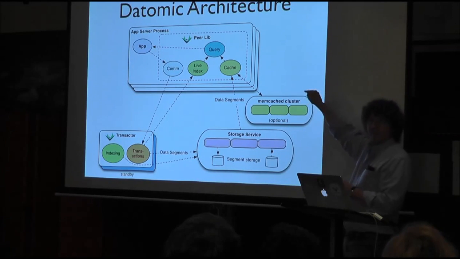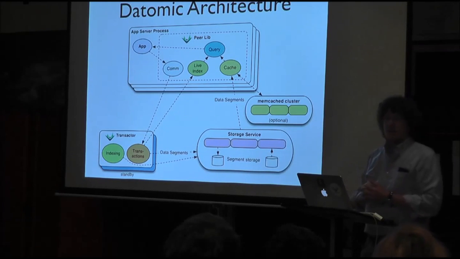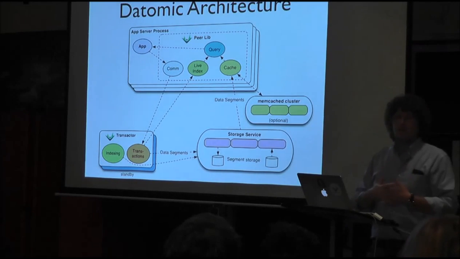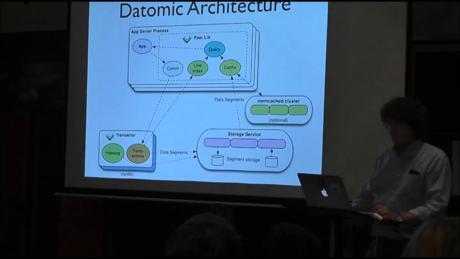What's in here? Immutable stuff. Sources of answers to questions. Same stuff that's in the database. And that ends up being a lot more reusable. And then you can cache and cache and cache.